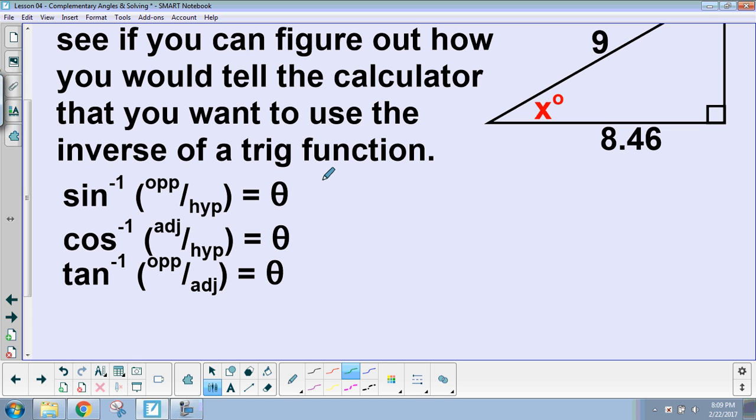But again, if you're referencing this angle, that means this is going to be adjacent and this will be hypotenuse. Which trig function has adjacent over hypotenuse? Cosine. So I'm going to make my substitution. 8.46 over 9 should equal my theta.